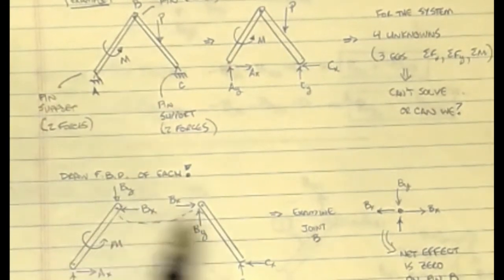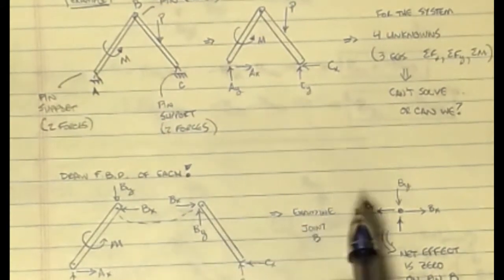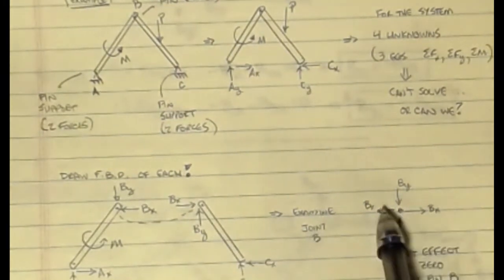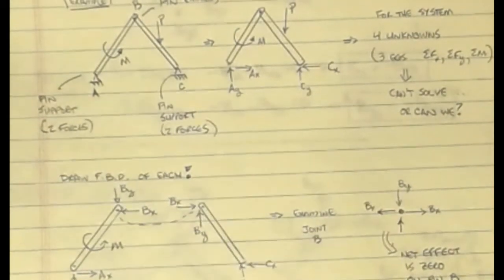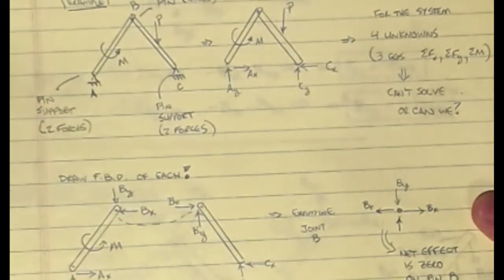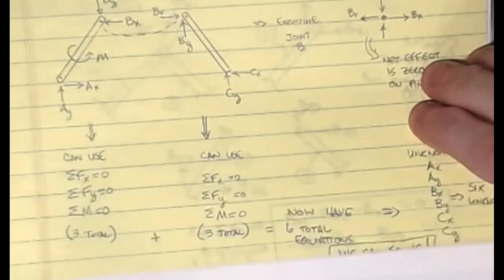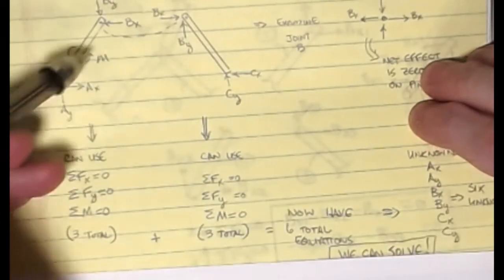If you look at the joint, remember we have to maintain equilibrium everywhere, right? And so I have a BX to the right, a BX to the left, that's balanced. And I have a BY down and a BY up, that also is balanced. So the net effect is 0 on the pin at B. And so what happens then is we have two valid free body diagrams up here. In fact, we have three, but that's a 0 equals 0 case.